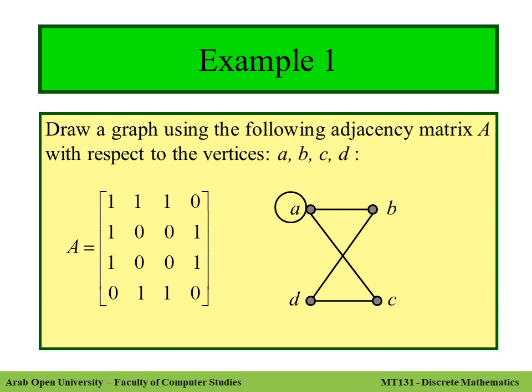For example, A is connected with itself. There is a loop at A. A is connected with B, so I draw an edge with B. A is also connected to C.